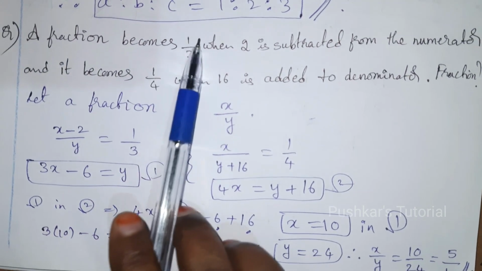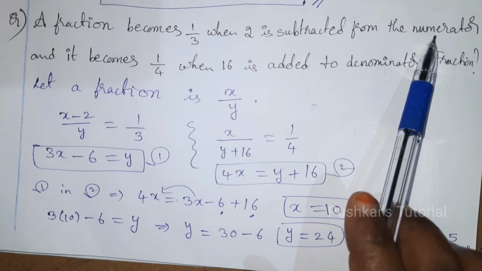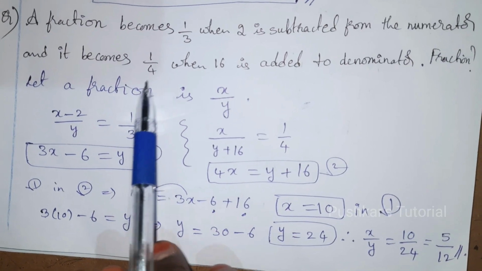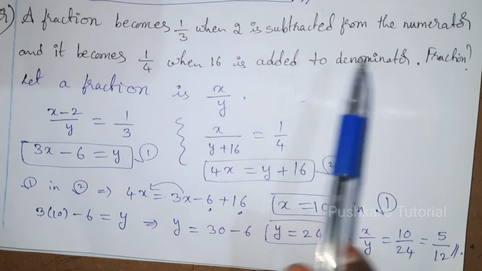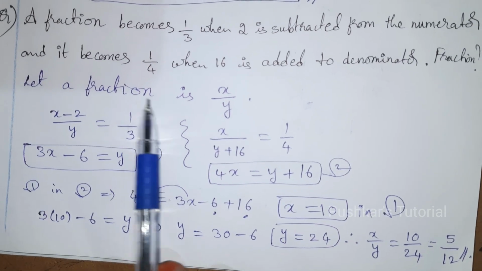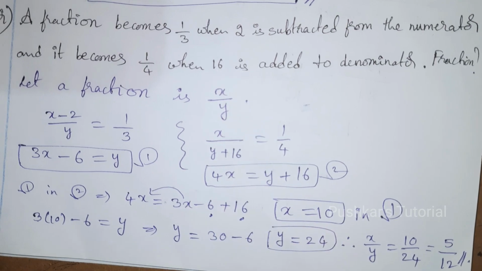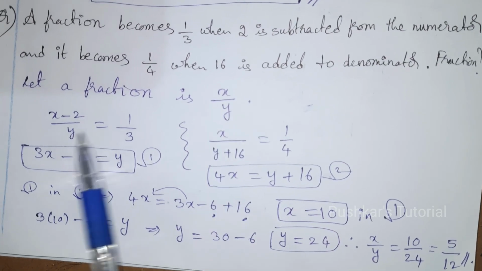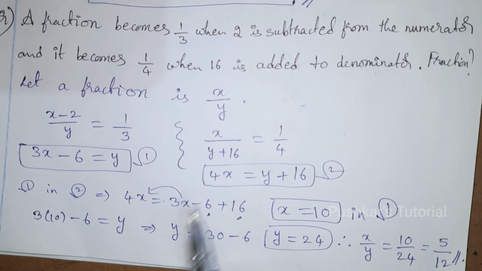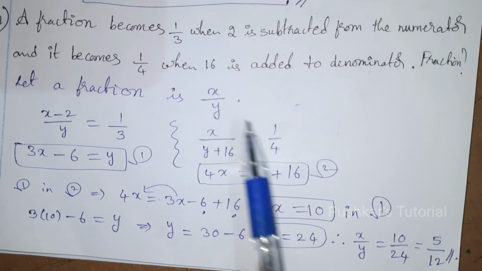A fraction becomes 1 by 3 when 2 is subtracted from the numerator, and it becomes 1 by 4 when 16 is added to the denominator. So it is two discussion. Let the fraction be x by y. If 2 is subtracted from the numerator, it means (x minus 2) by y is equal to 1 by 3. If 16 is added to the denominator, it means x by (y plus 16) is equal to 1 by 4.